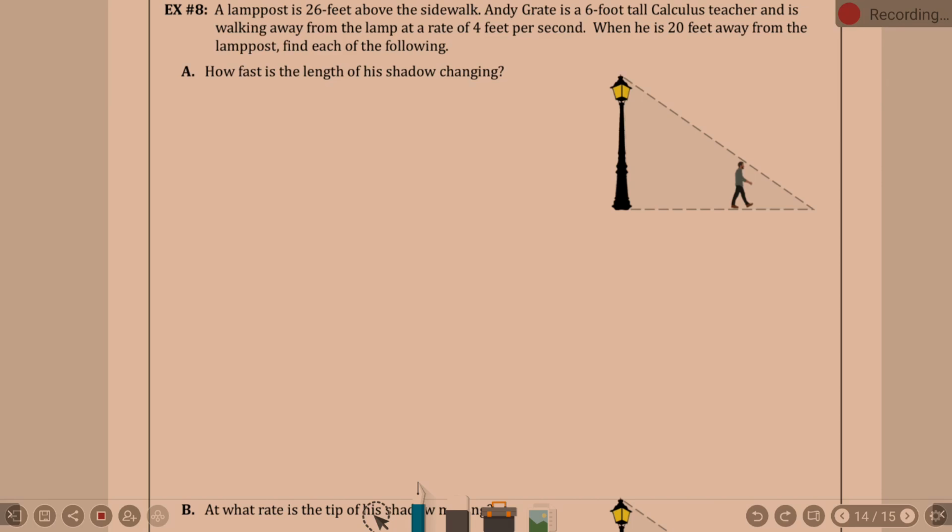Okay, he's got a big stride. So why does his height matter? A lamppost is 26 feet above the sidewalk. So the lamppost is 26 feet tall. I think that's a weird way to say it, but that's what they're saying. And then Andy Great is a 6-foot tall calculus teacher. Probably because we have to do that stupid triangle thing again. Oh, I see it too. Right in his head, isn't it? Yeah, I see it now.